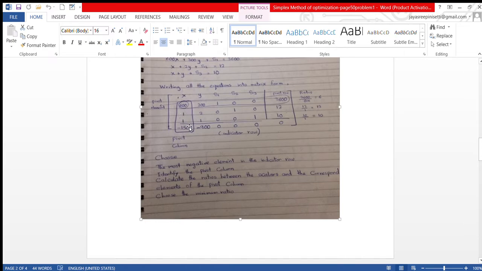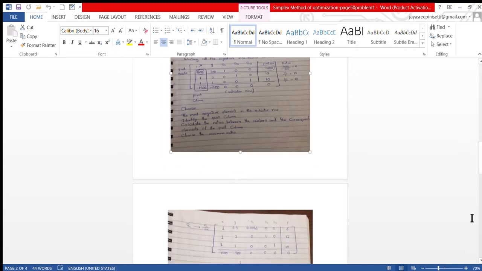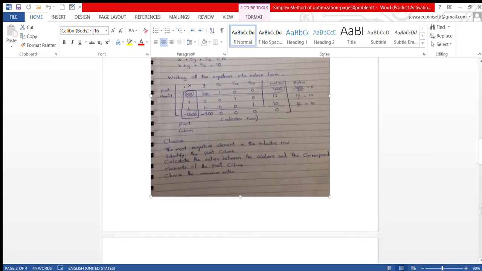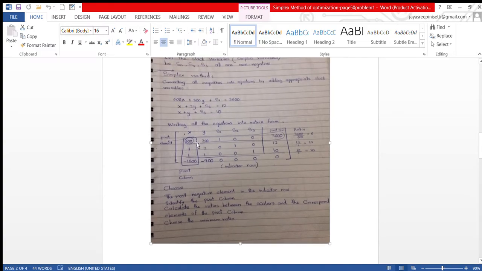The next step is to find the pivot row. How to find that? You have the scalar matrix, right? And you have a pivot column. Take the corresponding values of the pivot column and the last scalar column and find the ratios. 3600 over 600. What is the ratio? 6. And 12 over 1 is 12. 10 over 1 is 10. So to find the pivot row, you have to choose the least value.